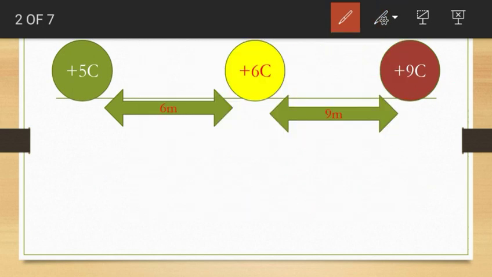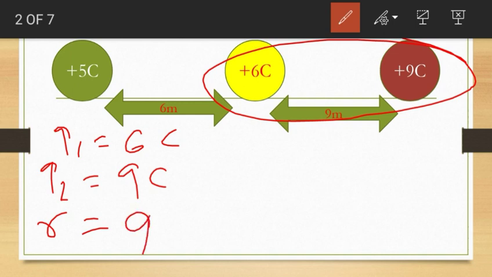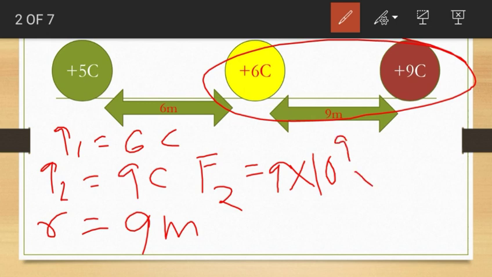And now here q1 will be the 6 coulomb charge, q2 will be the 9 coulomb charge. I am considering only these two charges, and r, the distance of separation, is 9 meter. Okay, now let's give the force a name, F2. I'm only interested in the magnitude here. So 1 by 4 pi epsilon 0 is equal to 9 into 10 to the power 9. So it is 9 multiplied by 10 to the power 9.